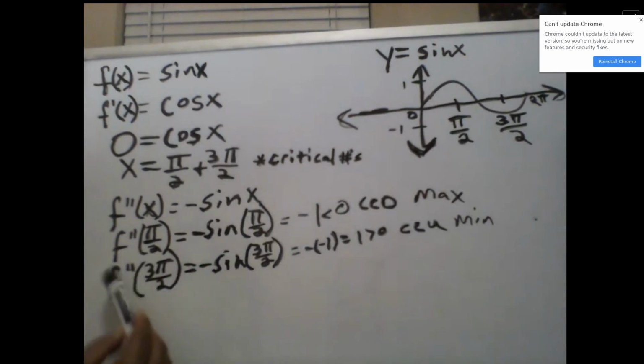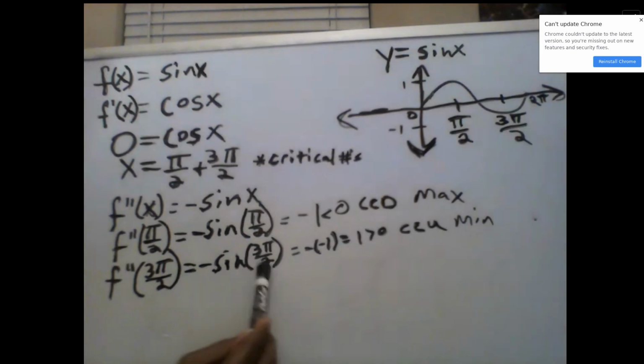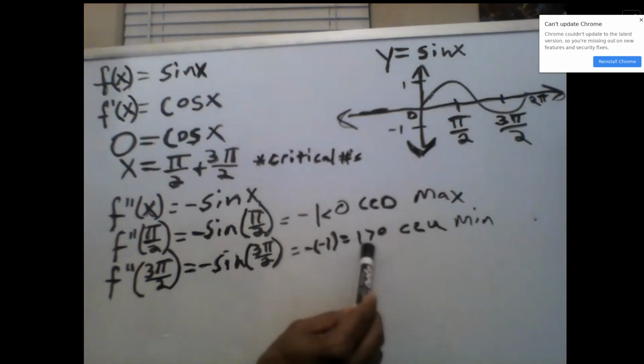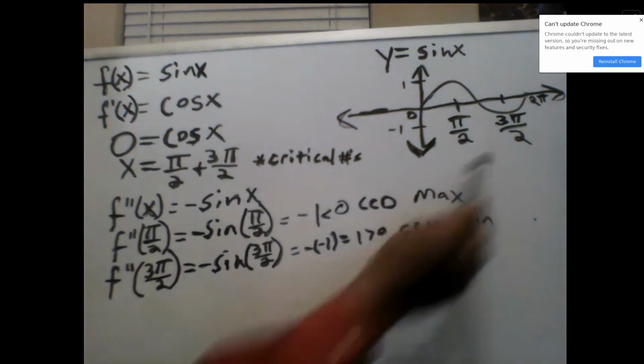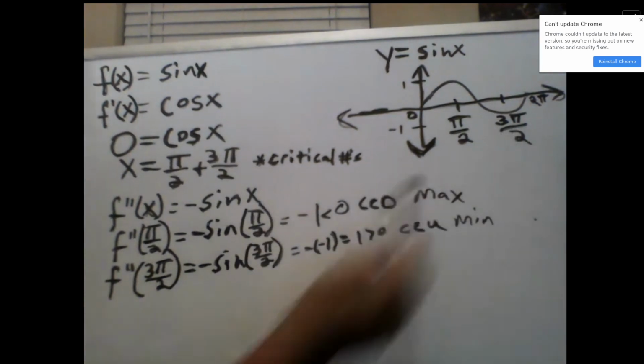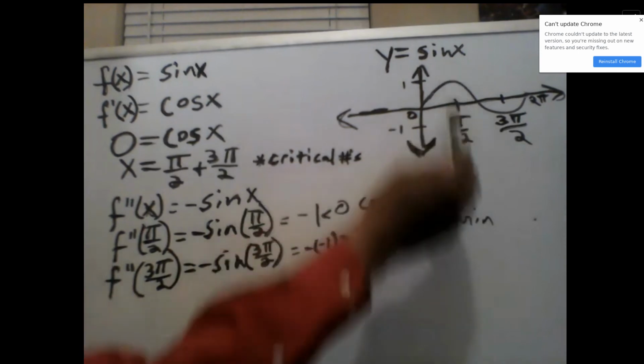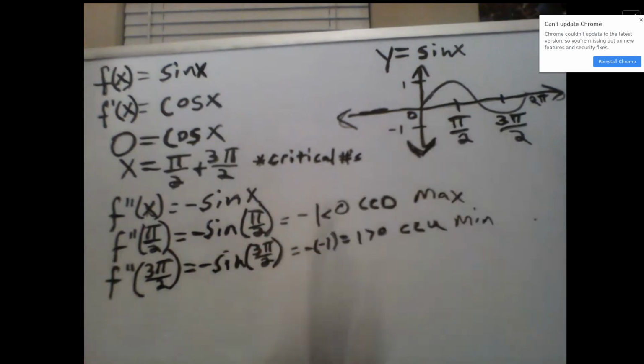And finally, f prime prime 3 pi over 2, since sine 3 pi over 2 is negative 1, negative sine 3 pi over 2 is negative negative 1, which is positive 1, which means at 3 pi over 2, the graph is concave up. And sure enough, here at pi over 2, the graph is concave down. And here at 3 pi over 2, the graph is concave up.